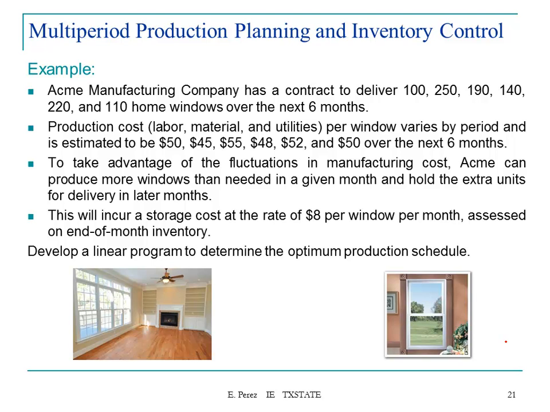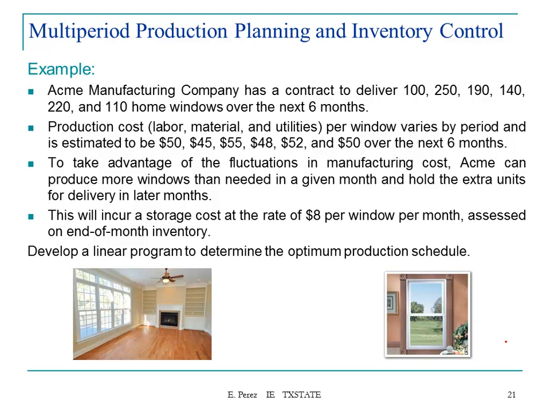So you have a variability in terms of the cost for production, and you also have the variability in terms of the units that you're going to need per month. So first month you're going to need a certain amount, second month you're going to need a certain amount, and also your costs are going to be changing per month. So to take advantage of those fluctuations in manufacturing, what we usually do is to produce more windows than needed in a given month, and you can put some of them in your inventory, so when you need them, you can sell them. Okay? And that's the type of thing that we're going to do in this problem.